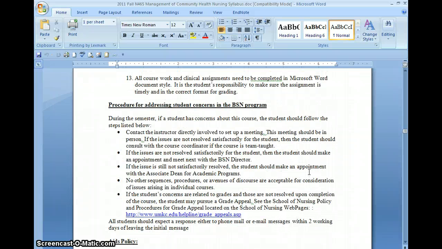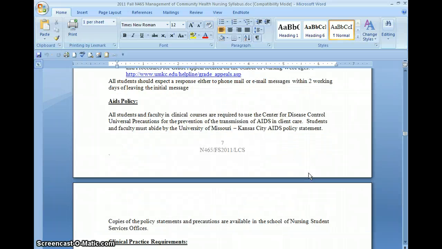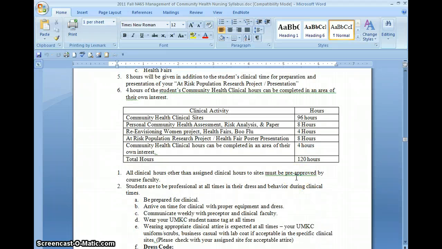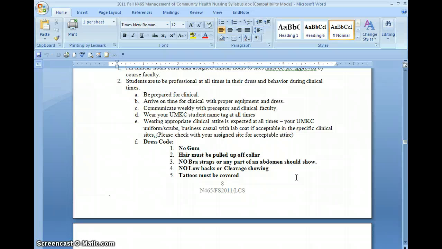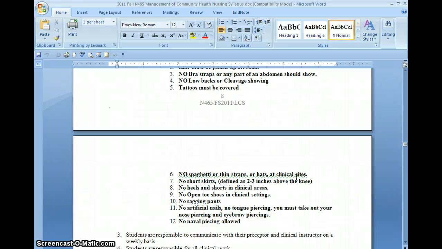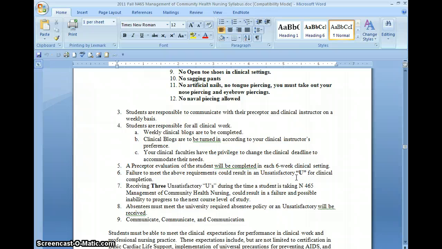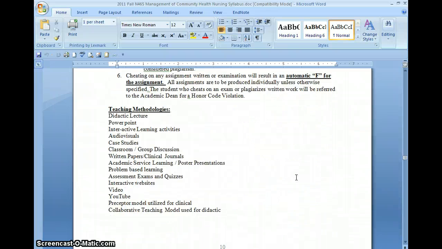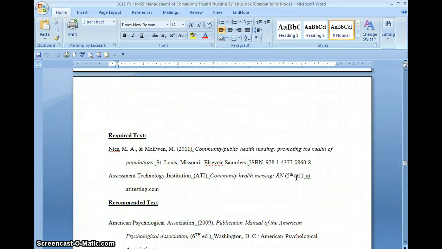There's a basic procedure here for student concerns and how they go through the hierarchy. And then just how they're going to do their clinicals, and I write it and put it in a graph for those that are visual, those that are written, so they can see those kinds of things. Dress codes, I really want to make sure that you stick to those. We don't want anybody hanging out in any way in the community. As well, these are APA 6 written assignments.